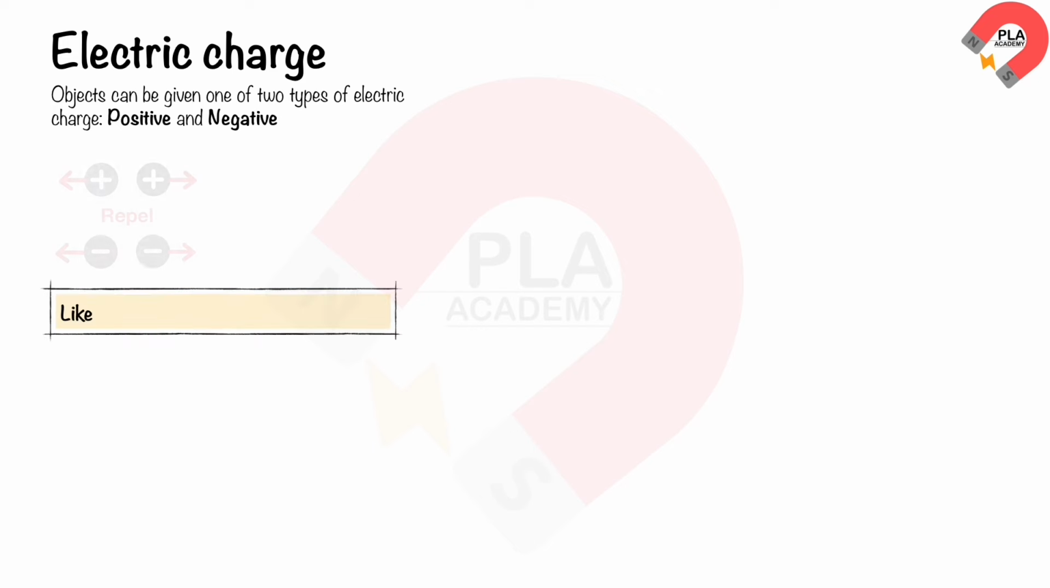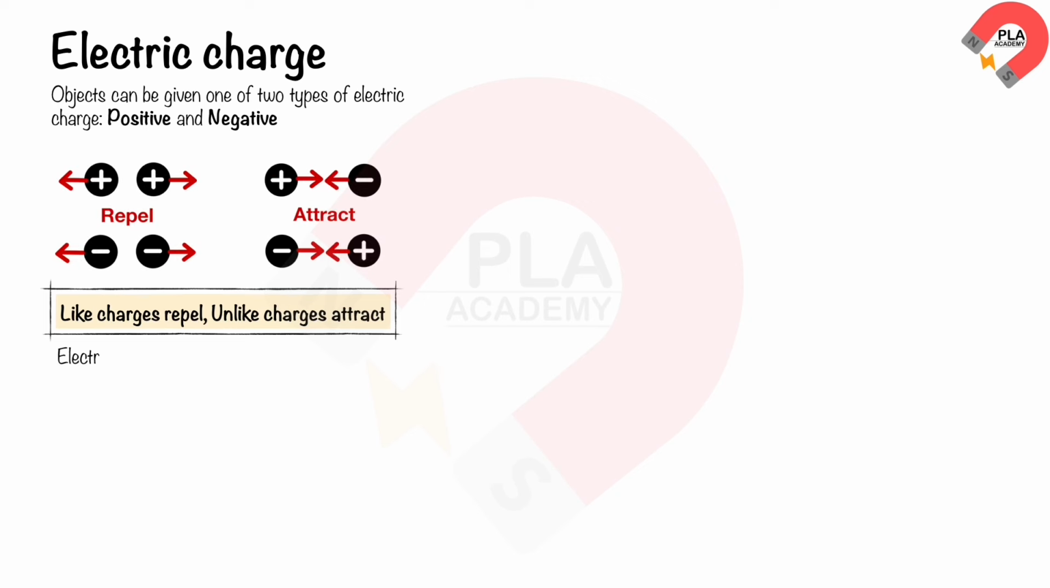Electric charge. Objects can be given one of two types of electric charge, positive and negative. When two charged objects are brought close together, there will be a force between those objects. Like charges repel. Unlike charges attract. Electric charge is measured in units called coulombs.